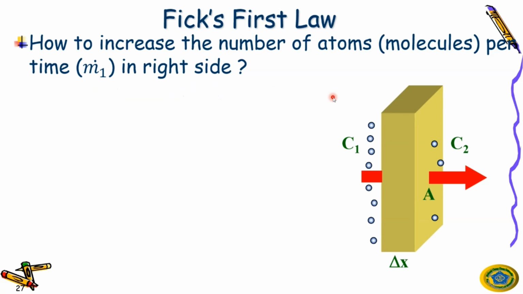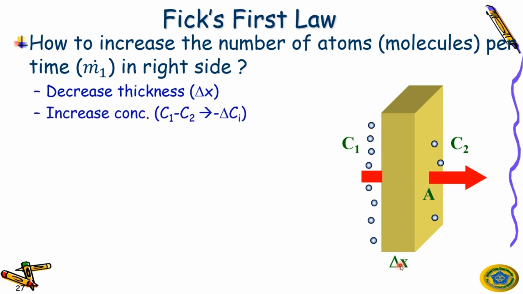So you have a few choices. How are you going to increase the flow from left to the right? First one, decrease the thickness, right? If you decrease the thickness, that will make it faster because this is a kind of resistance for the diffusion. So you decrease the delta X, right? How about increasing the concentration? If you increase the concentration C1, that means what? You have a push, right? Atoms will be pushed and go faster through this plate.